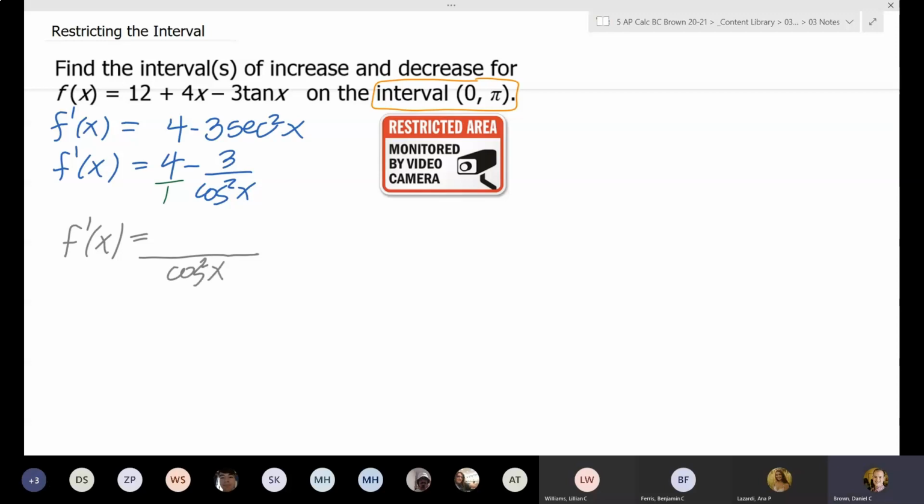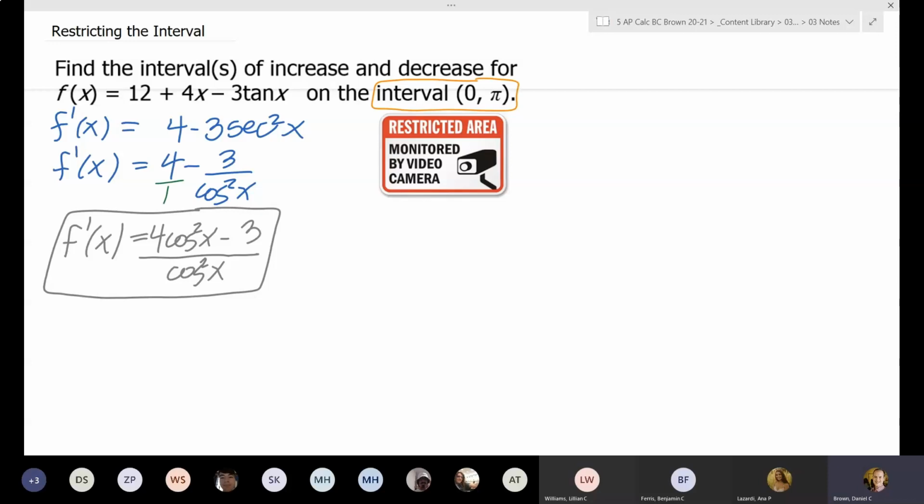And the numerator, we multiply that 4 over 1 by cosine squared over cosine squared. So your numerator becomes 4 cosine squared minus 3. And so that is the equation I'm going to use. And you might look at that and say, Mr. Brown, that looks way more complicated than 4 minus 3 secant squared of x. And I might agree with you, but then I also know it's a lot easier to deal with cosine when I start thinking about when is it positive and negative. And also when it comes to solving equations, cosine is just a little bit easier to use.